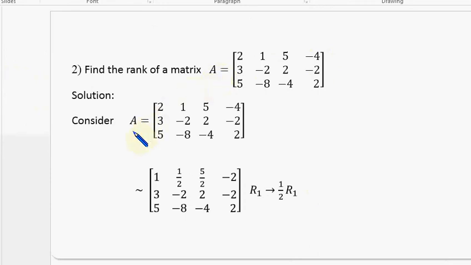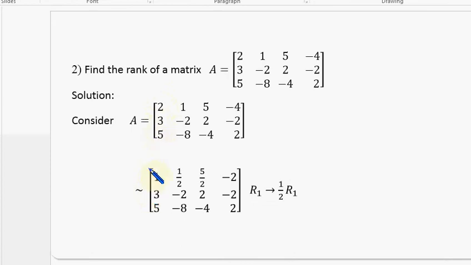Consider A is equal to... what are the leading elements here? 2, minus 2, minus 4, the principal diagonal elements. We should make the entries below these 0, that is 3, 5 and minus 8, that must be 0. The term R1 is also a multiple of 2 or multiple of 3 or multiple of 5.